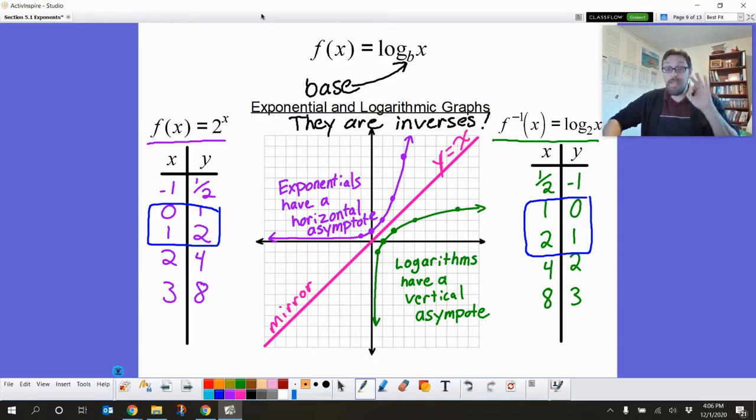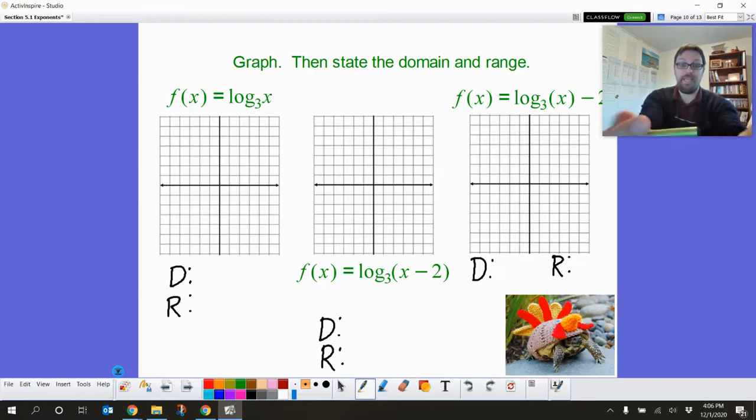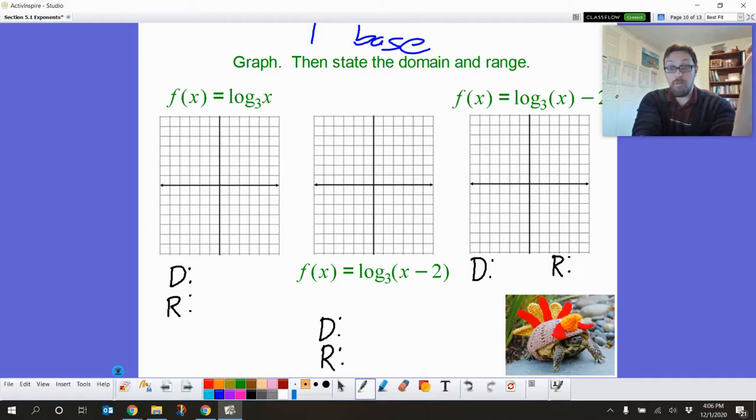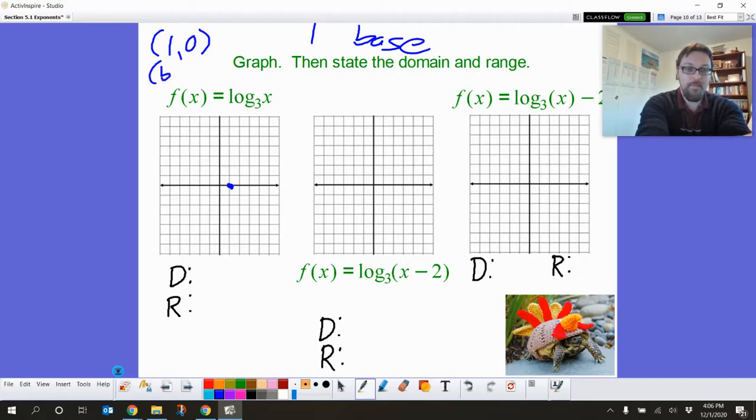So we want to do 1 and the base for every logarithm when we graph. We need 1 and the base. So we're going to do 1, and that 1 is always going to be (1, 0). All of these go through (1, 0) for a basic logarithm. We're going to talk about transformations in a second. And then we do our base, which is 3. So it's always going to be our 2 points: (1, 0), and then our base, (3, 1).